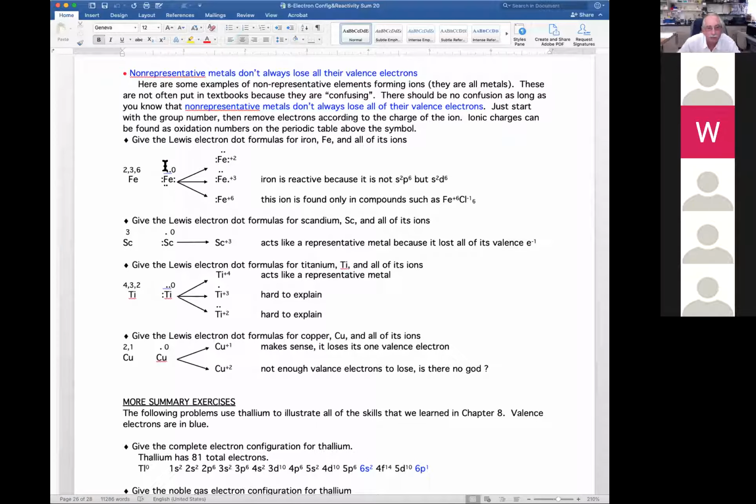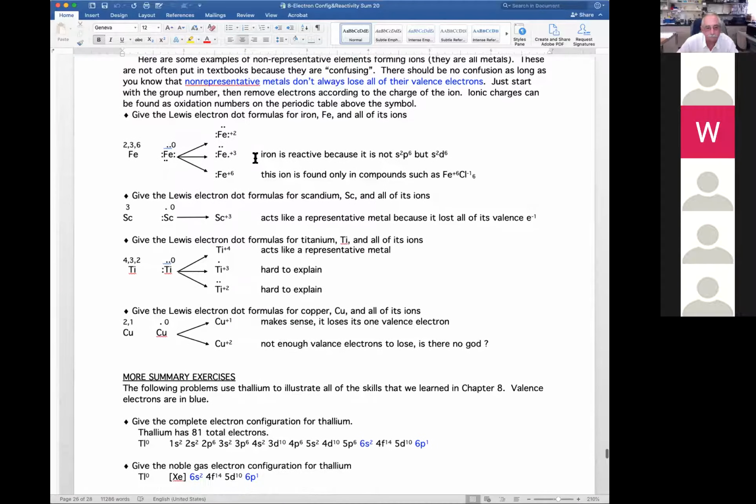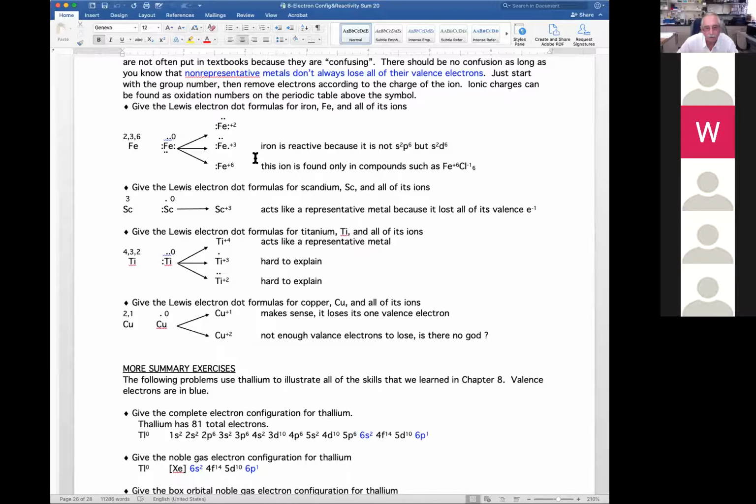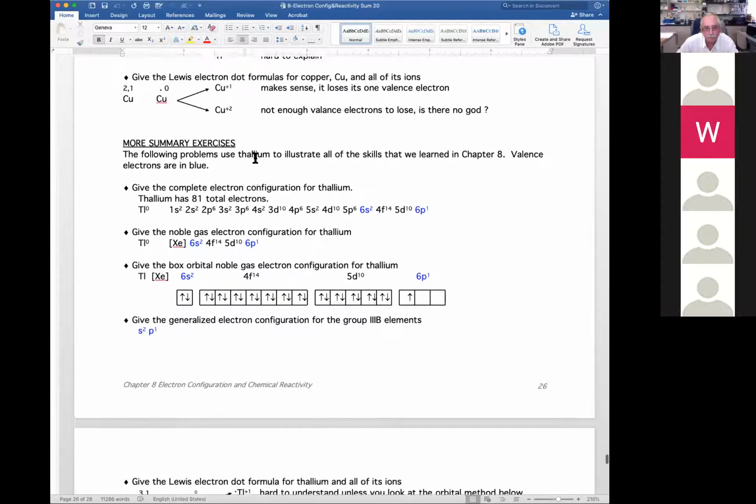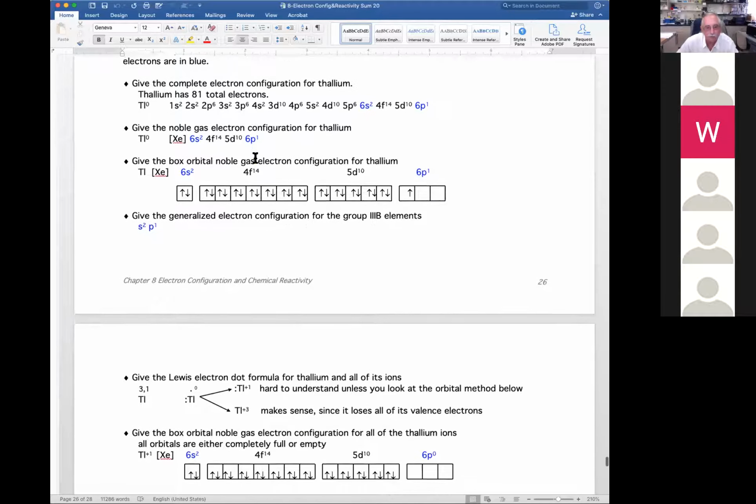So here's iron in group 8. If it forms the +2, and the only way you would predict that is to look at the oxidation numbers on the periodic table, which is this. So it's got 8, loses 2, it's still got 6 left over. We don't have to explain that. It's just how it is. So here's a whole bunch of summary examples.